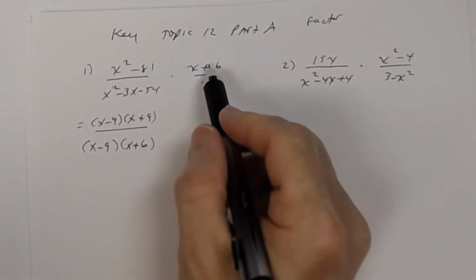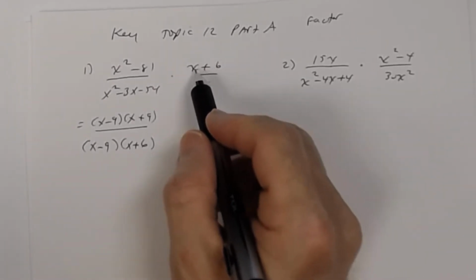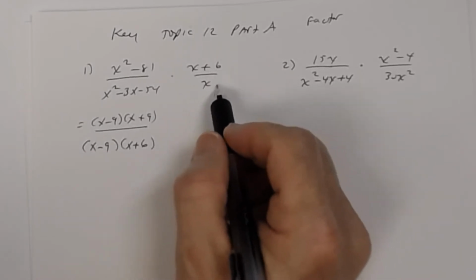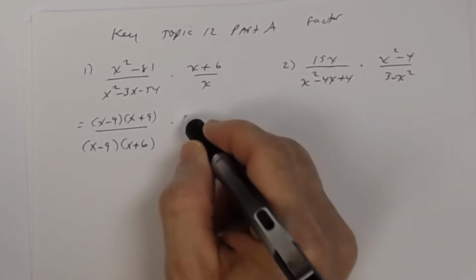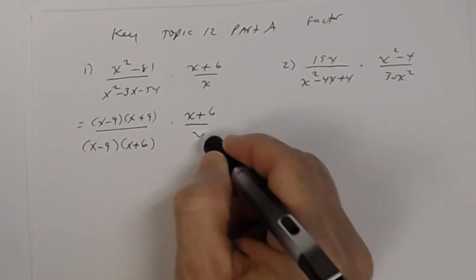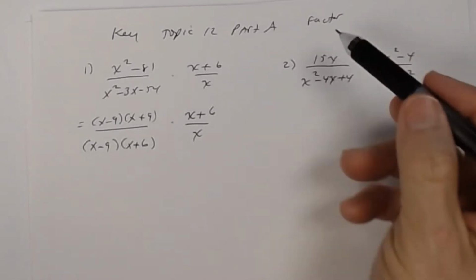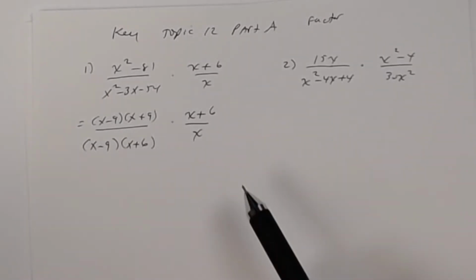The numerator of the second rational expression is linear, and the GCF is 1, so there's nothing I can do with that. And then the denominator is a monomial. All right, so there's nothing I can do with that either. So I'm just going to go ahead and rewrite it. All right, so that was my first step. So the first step is to factor, and notice I factored what I could.